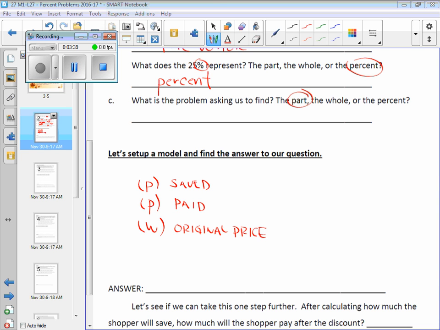Now I've added that first column. If you want to start now, you can. Okay. So you have in parentheses part. The first part's called saved. The second part's called paid. The third is the whole, and that's the original price. There's still more coming though.